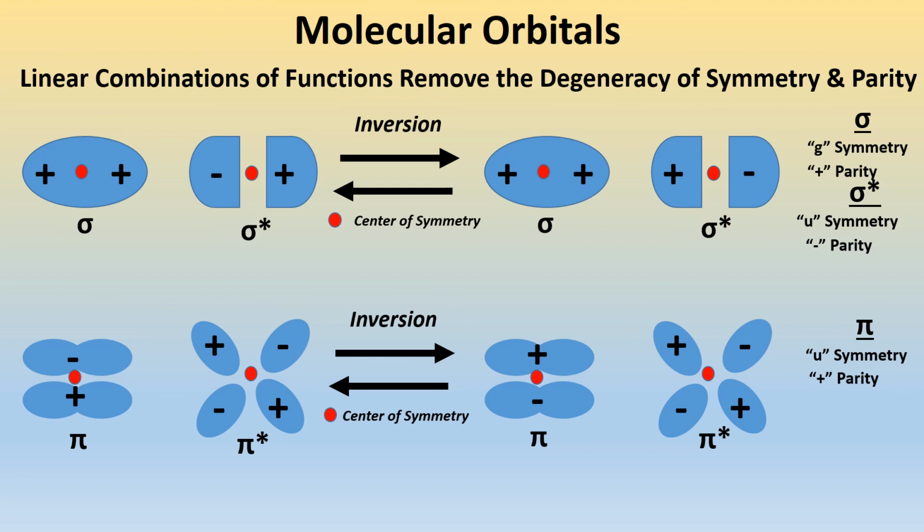For the sigma star orbital, I have even symmetry. Yet, as the sign changes from left to right, I now have negative parity. This case is the opposite of what is found in atomic orbitals, so symmetry and parity are no longer connected when you form a molecule. We will now see how this separation of symmetry and parity affects reality.